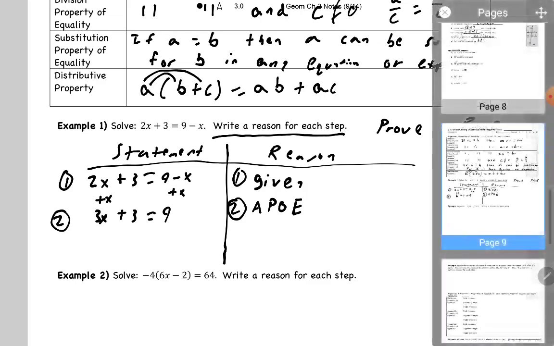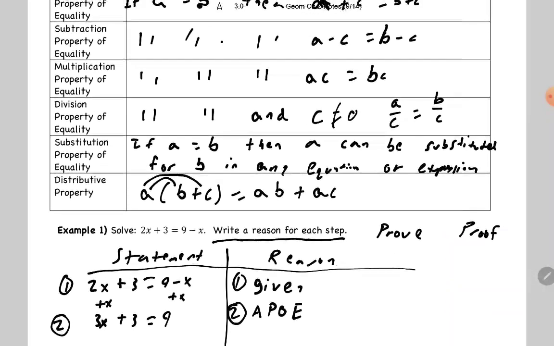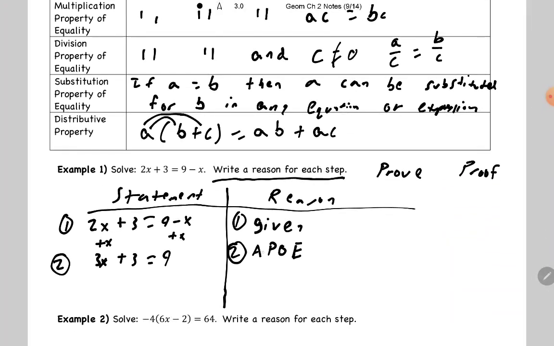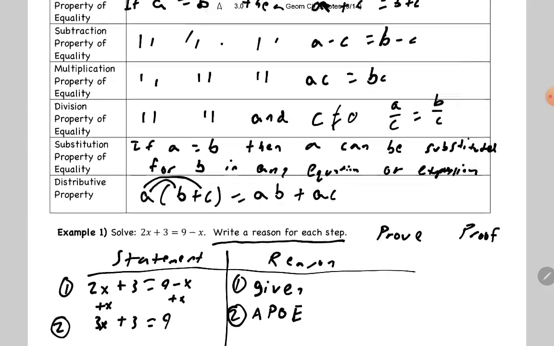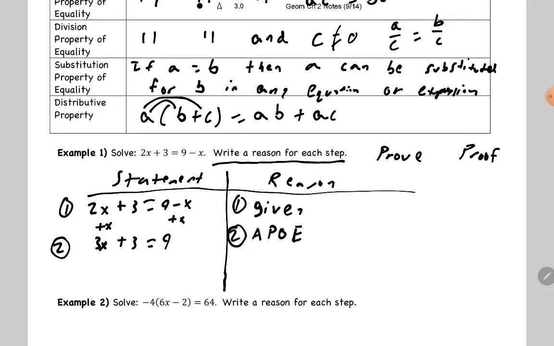So for this first set of proofs, you may use the abbreviated addition property of equality or subtraction property of equality, and so on and so forth. But later on, we'll have to write it out. So 3. So our third statement, I would subtract 3 from both sides, and I'll get 3x equals 6. So how we got there was through the subtraction property of equality.